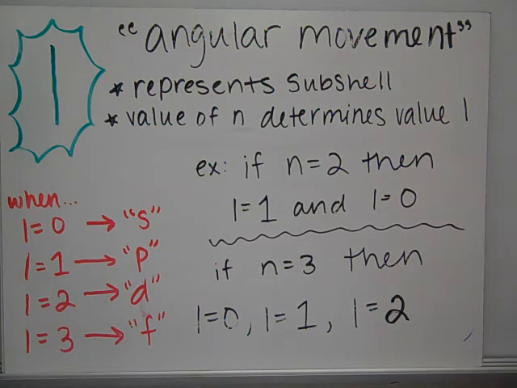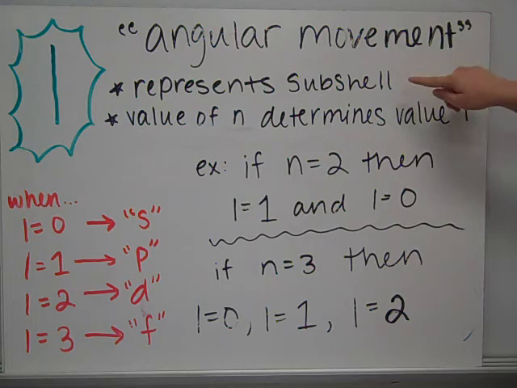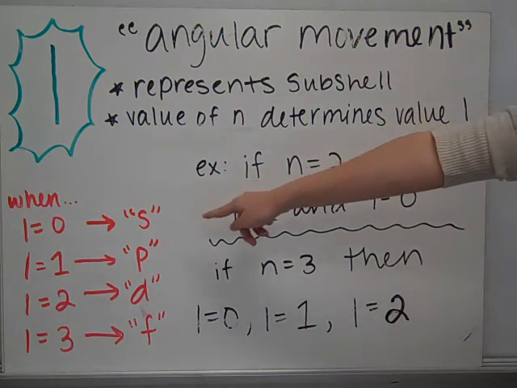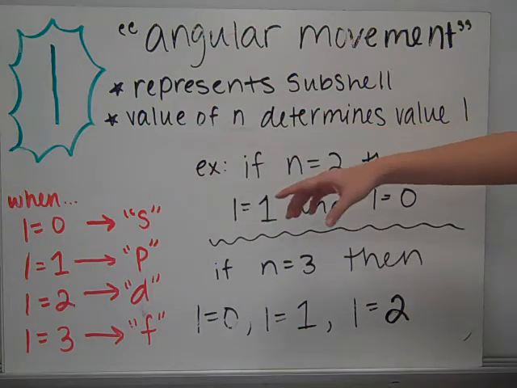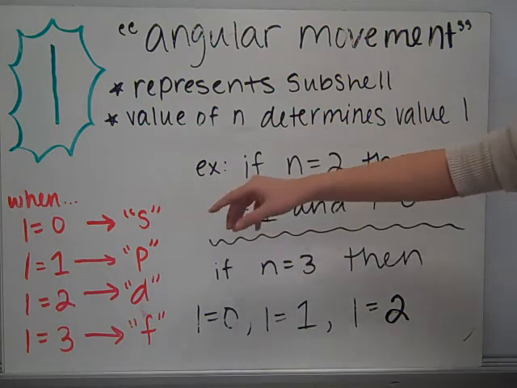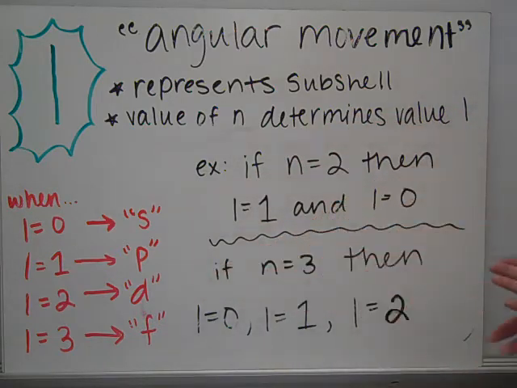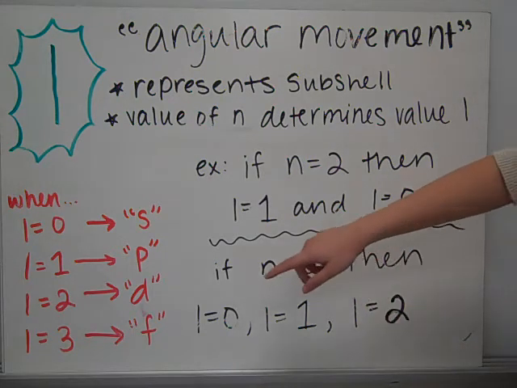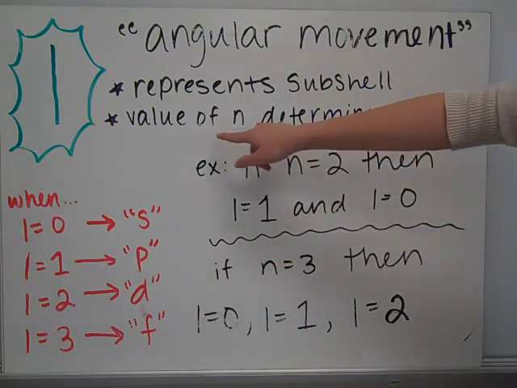The second quantum number is L, which is also called the angular momentum quantum number. It represents a subshell. So when L equals 0, it represents the S subshell, which is shaped like a sphere. When L equals 1, it represents the P subshell, which is usually shaped like a dumbbell. When L equals 2, it represents the D subshell, which has so many orientations that the shape of the subshell is obscure, which also goes for F, which is represented by L equals 3.